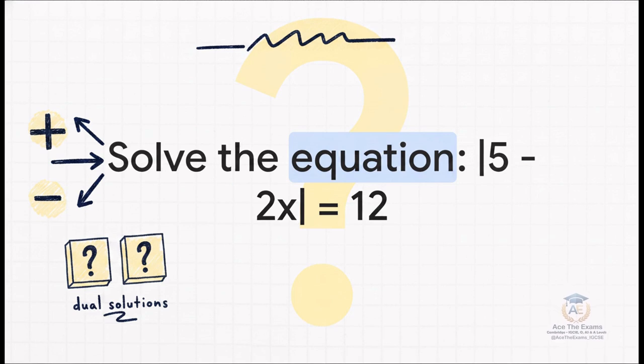You see those vertical bars? The absolute value of 5 minus 2x equals 12. Now, they might look straightforward, but they are a total trap for the unwary student. You have to recognize that the expression inside the bars could evaluate to either positive 12 or negative 12.